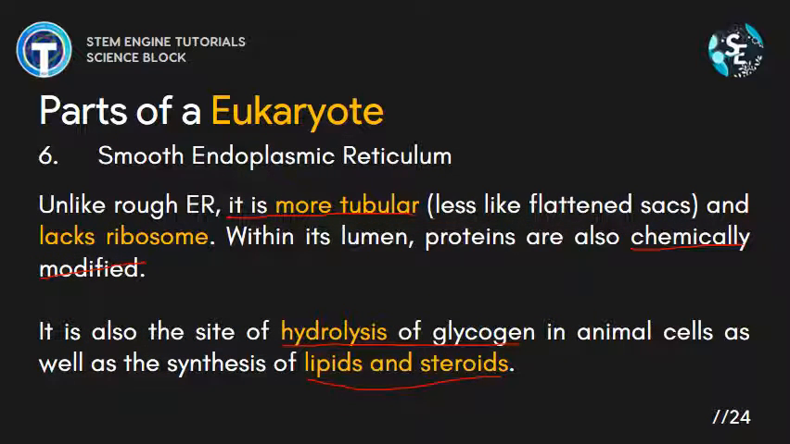So, punta naman tayo ngayon sa smooth endoplasmic reticulum. So, the smooth ER does not have ribosomes and it is more tubular. So, ang structure kasi ni rough ER is typically para siyang flattened sacs. So, si smooth ER naman is more tubular and less like flattened sacs naman. So, within its lumen or within the interior of the smooth ER, proteins can also be chemically modified.